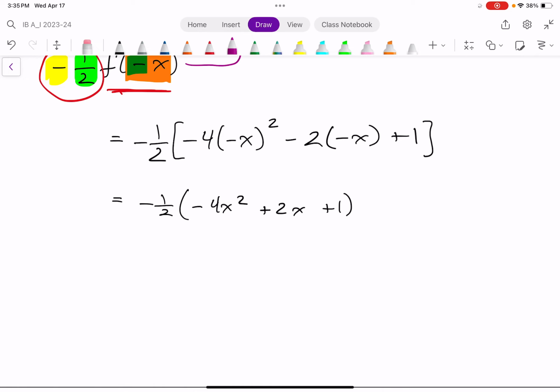Now let me distribute this -1/2. And so -1/2 times -4 is +2, so +2x². -1/2 times 2 is -1, so -x. And -1/2 times 1 is -1/2. And there's the equation in sort of a standard form for a quadratic equation.